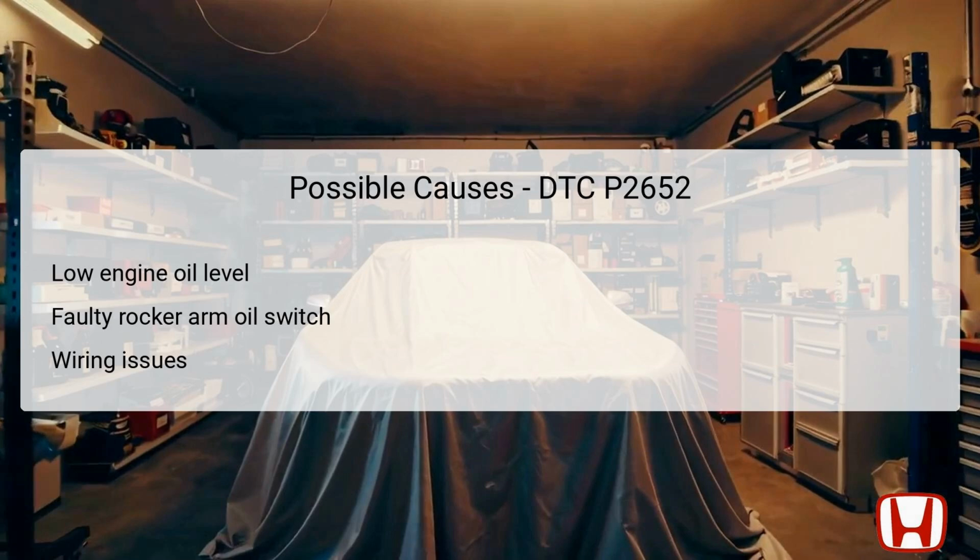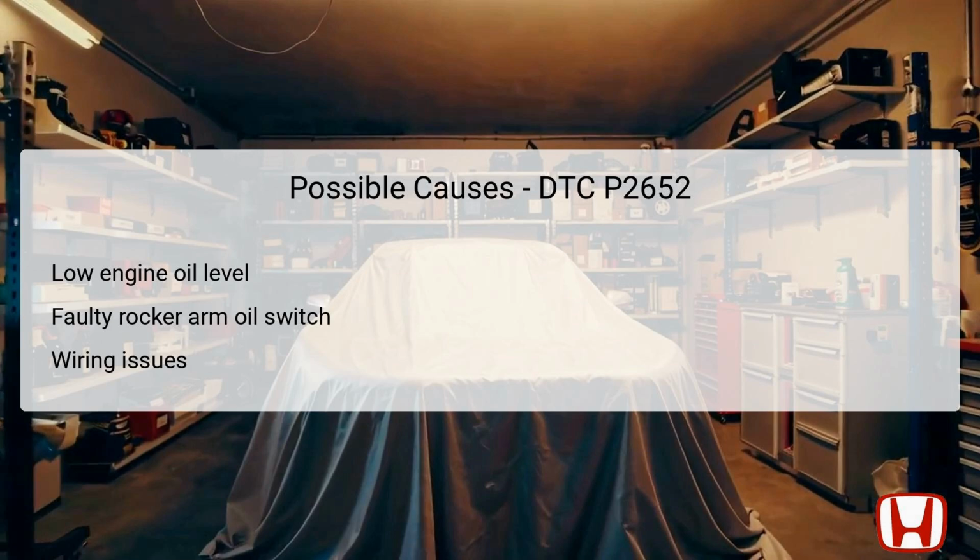The potential causes for DTC P2652 can vary, but they focus mainly on oil pressure discrepancies and system malfunctions. A low engine oil level may hinder the rocker arm oil pressure switch's ability to function appropriately. If the oil level is not adequate, it can cause too low or inconsistent oil pressure, prompting the switch to react inappropriately.